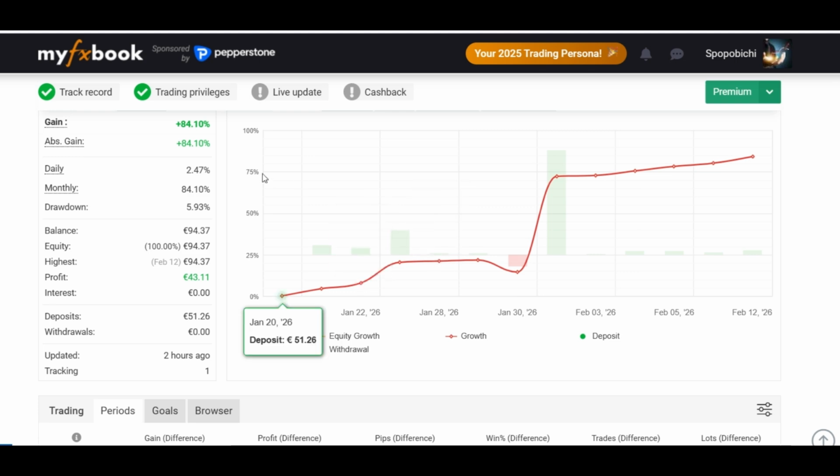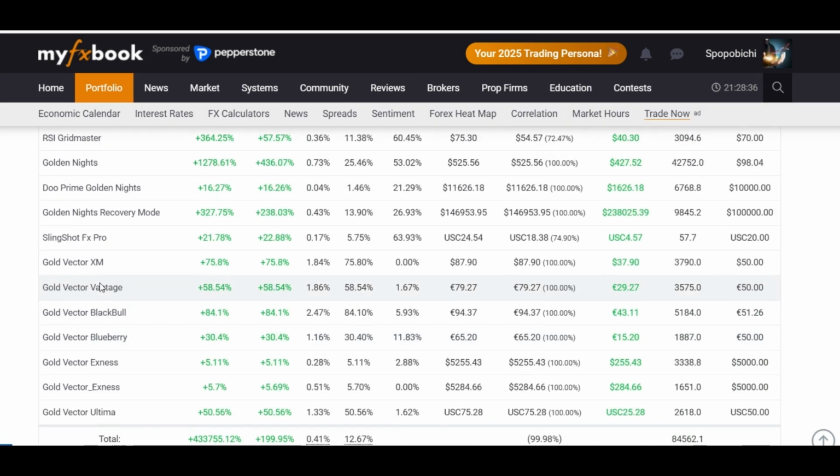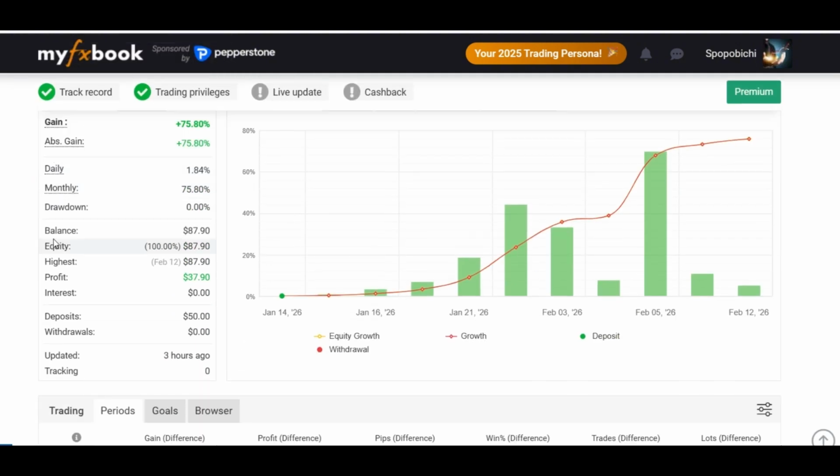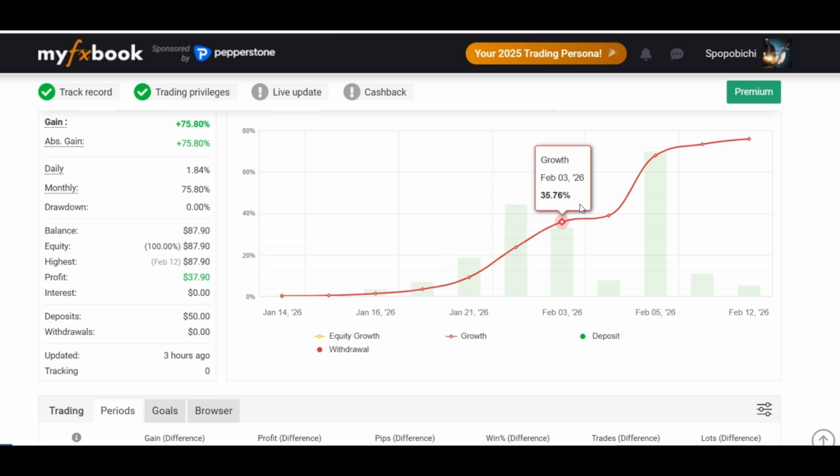Gold Vector is a pure breakout scalper. It does not use risky methods like grid or martingale. The EA places pending orders at key price levels during the most active market sessions.